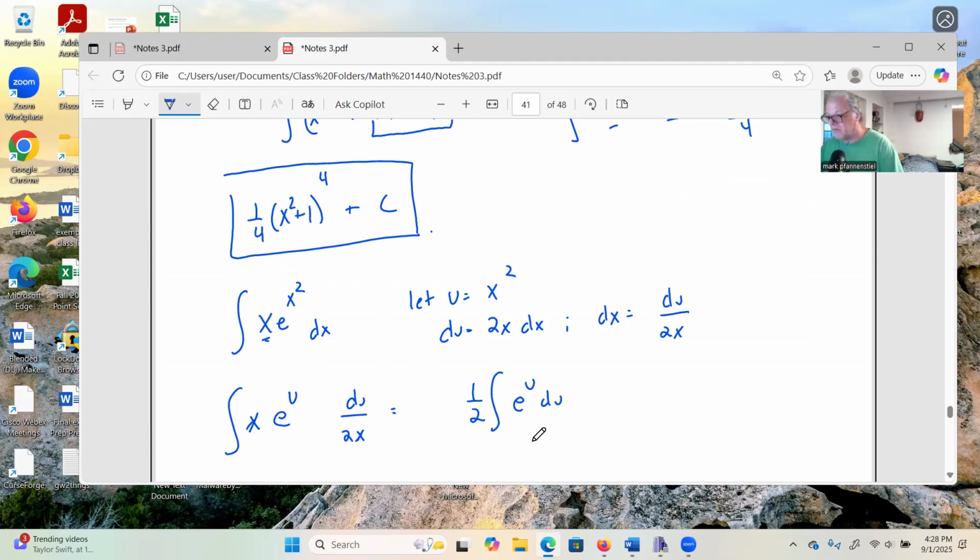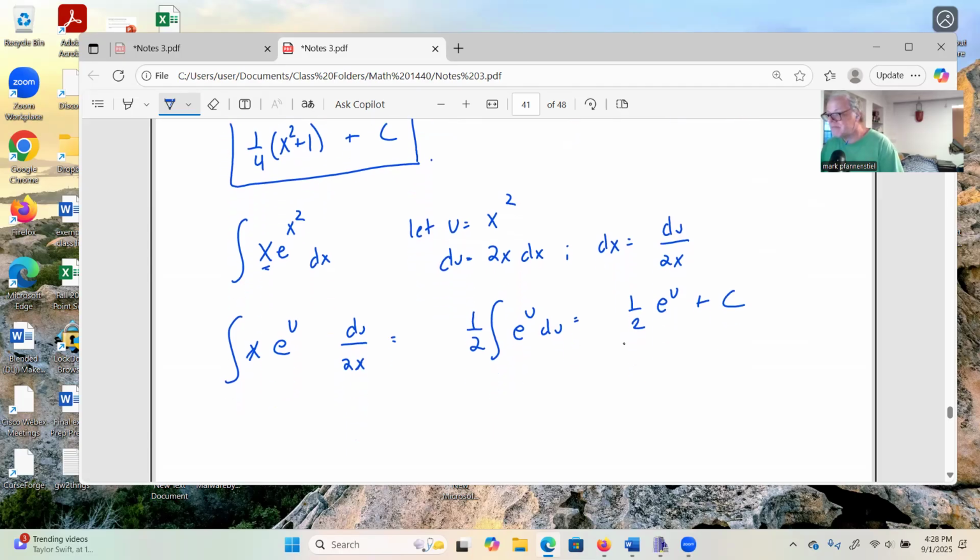And this is an integral we can actually deal with. This is just going to be 1/2 e to the u, because the integral of e to the u is e to the u, plus our constant of integration. So we go back to x world and we say this is 1/2 e to the x squared plus c, and that would be our answer.